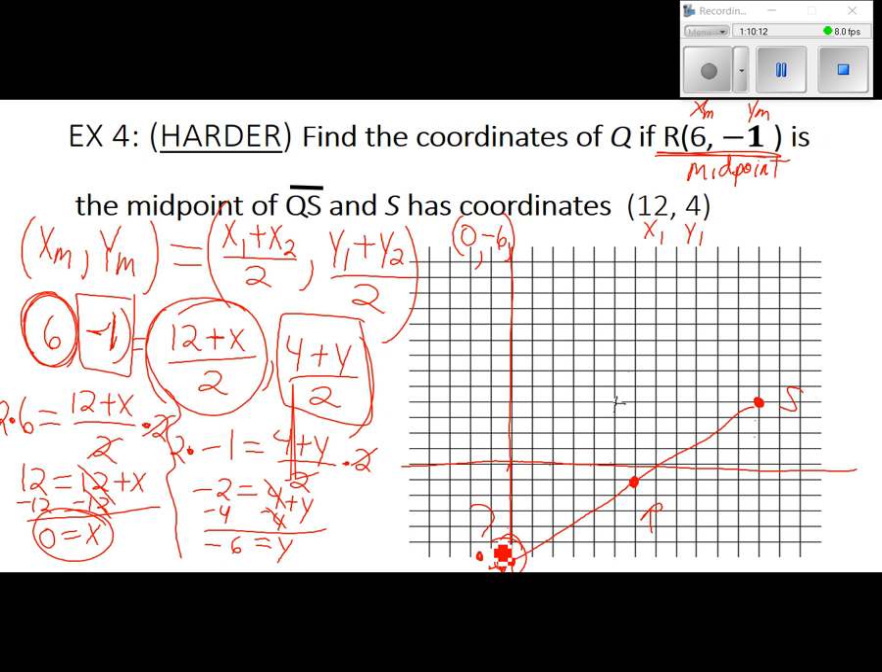Most of the time on midpoint formula, you're just going to be finding the midpoint. But you should be able to find one of the endpoints, like we just did on this one, if they don't give it to you. So you're just using the formula backwards. Most of the time, you're just going to use that part of the formula.